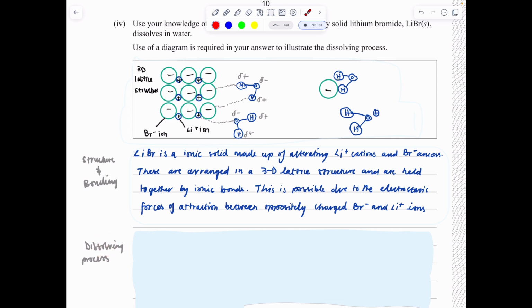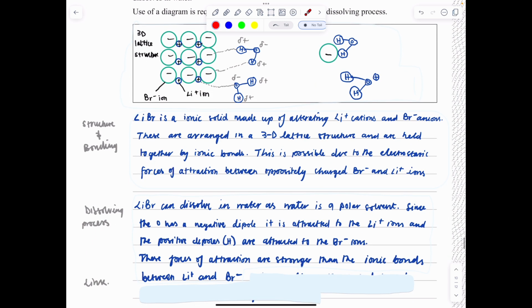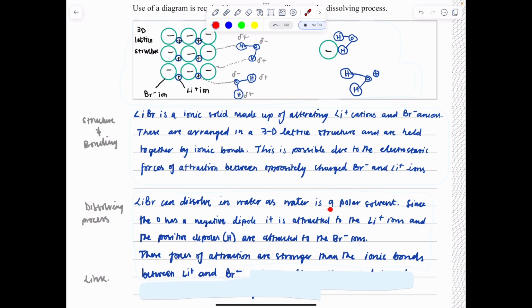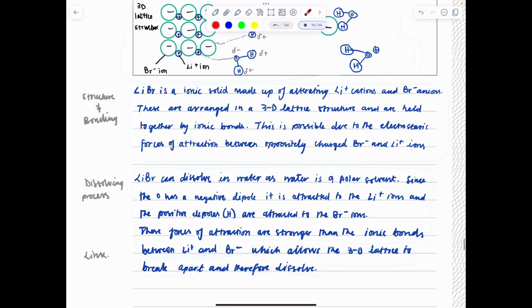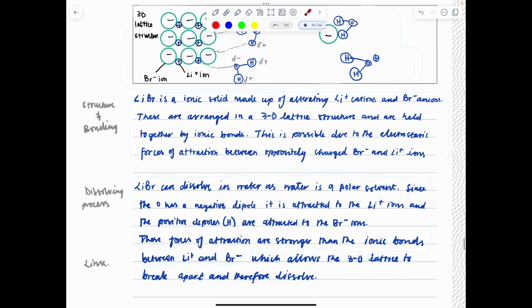Now we have to talk about the dissolving process because we need to explain this diagram. What on earth is going on? Well, to reiterate, lithium bromide can dissolve in water as water is a polar solvent. This is because the O has a negative dipole because it's more electronegative. It is attracted to the Li+ ions, okay, opposites attract. And the positive dipoles, which are hydrogens, are attracted to the Br- ions. So these forces of attraction between water and the ions in lithium bromide are strong enough to overcome the ionic bonds within lithium bromide, okay? So because of that, this allows the 3D lattice to break apart and therefore allows lithium bromide to dissolve in water. And that is a nice full answer.